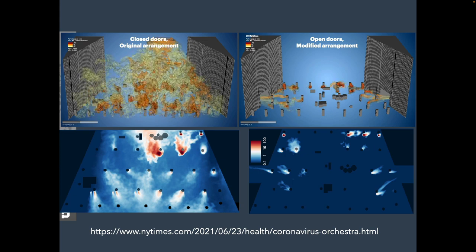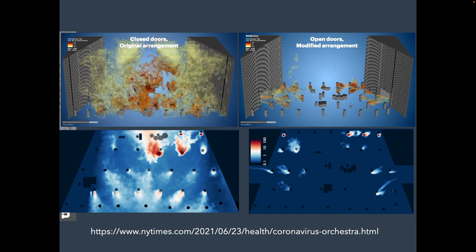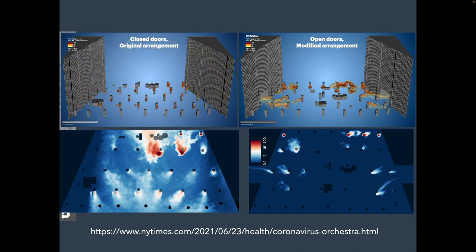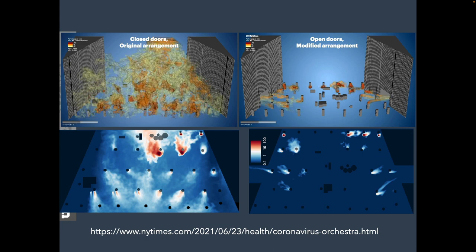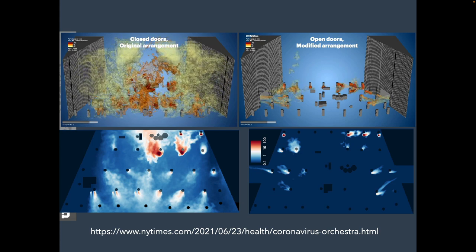Now, what you're looking at the bottom is we said, okay, well, I don't care if there's a billion viruses up there or down on the floor. I'm not going to breathe those. What I worry about is my breathing zone. So we took this region from about chest level to slightly above head level, and we averaged the concentration over time and vertically, and this is what we got.